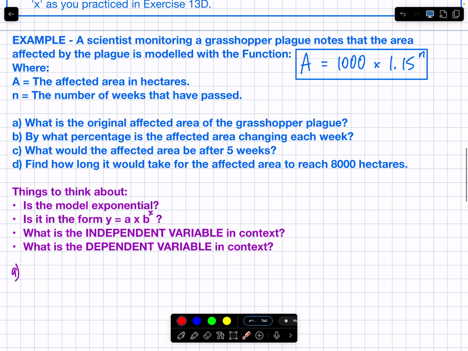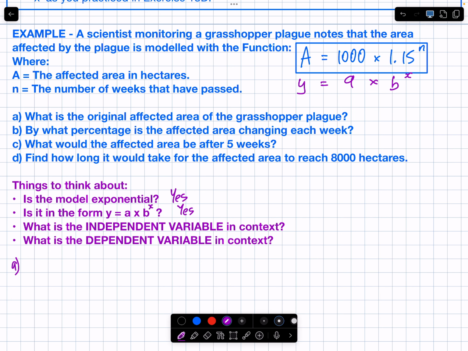How do I approach thinking about that? Is the model exponential? You tell me. Is x, the independent variable there, a power? Does it look like the models that we've been doing? A times by b to the power of something? Yep. So it's exponential, yes. Is it in the form that we've been hammering? Well, I've got a y here equals, I've got an a here times by b to the power of an x here. So yes, it is in that model as well.